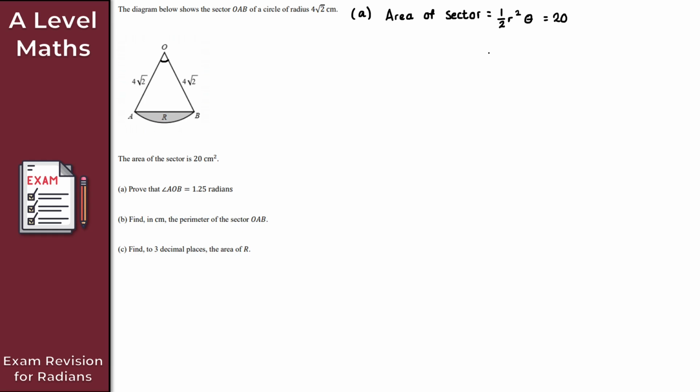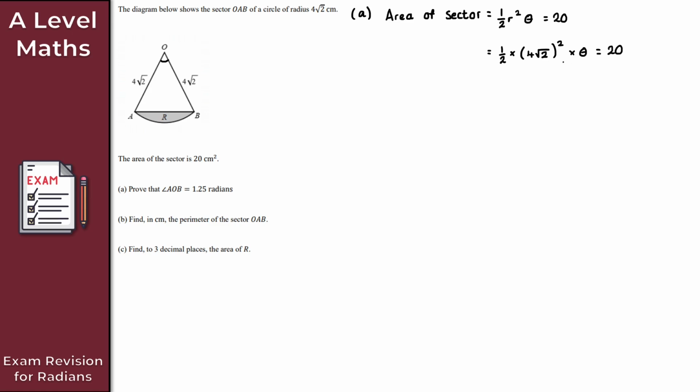And in that case then, what we get here is a half times the radius squared. So the radius here then is 4 root 2. So we've got 4 root 2 squared, like so. And then we times this by theta here. And this here then is equal to 20. So let's just simplify the left-hand side here then.